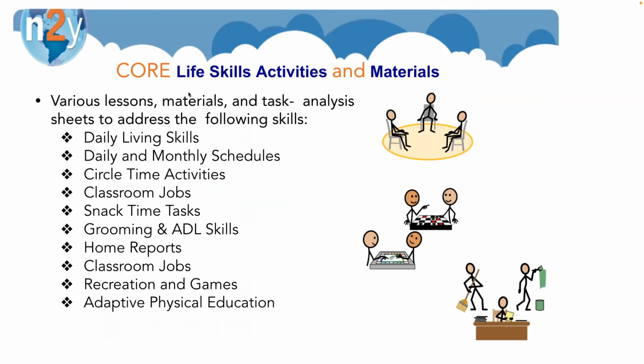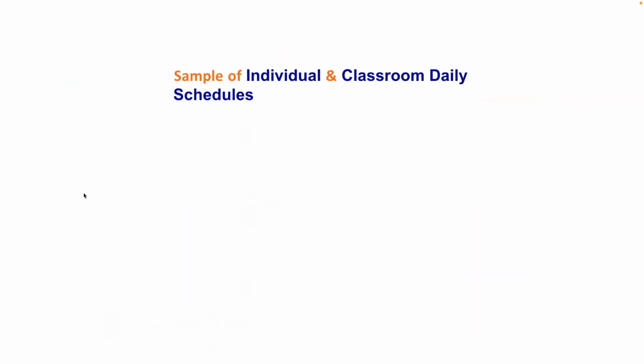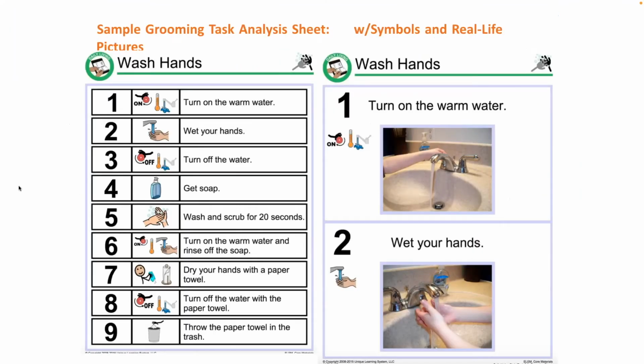And then they have life skills and materials. So they have daily living, they have monthly schedules, they have circle time activities, they have jobs. I found that really useful. They have task analysis, like right here. We have these actually printed out and in our kitchen. So instead of us having to spend the time to break down every single step, here it is and it's picture supported. A lot of them have 2 ways to do it. I personally like to favor the real life photos and applications versus the cartoons, but it's to each their own.